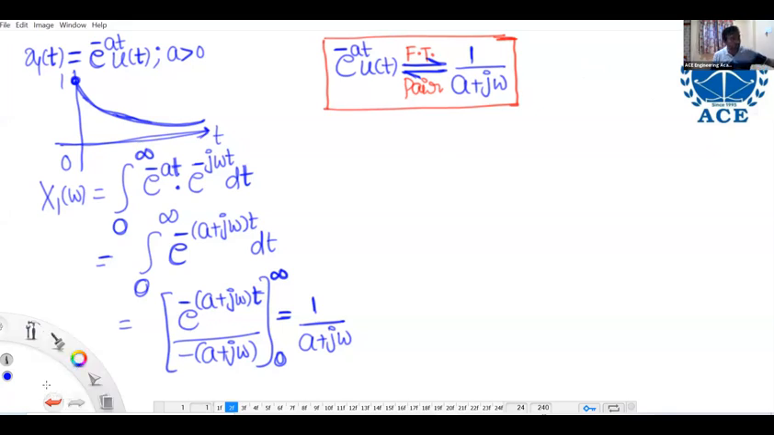Let us try to draw the shape of magnitude and phase spectrum. What is the magnitude of this quantity?